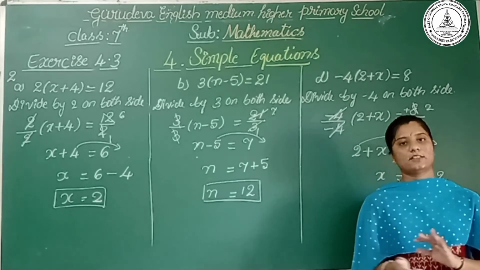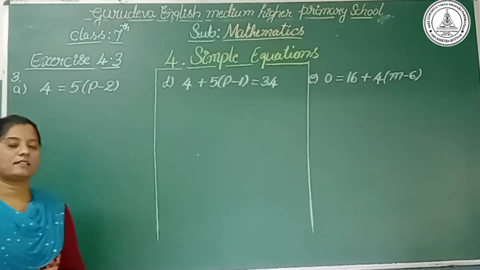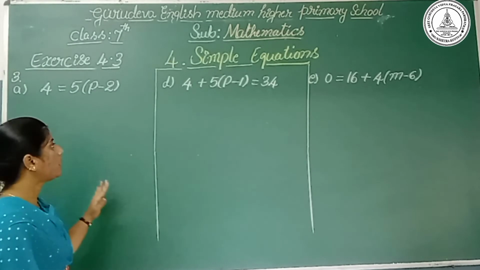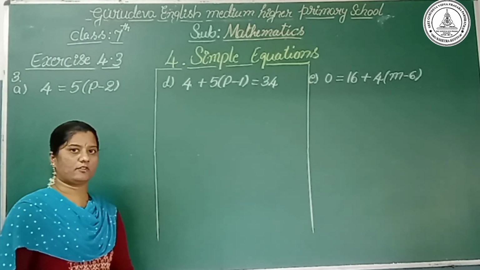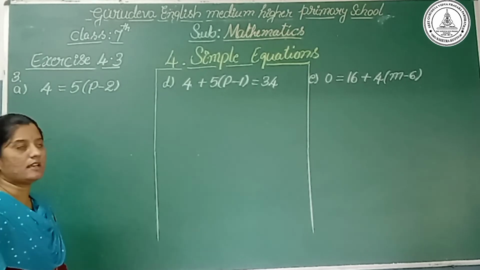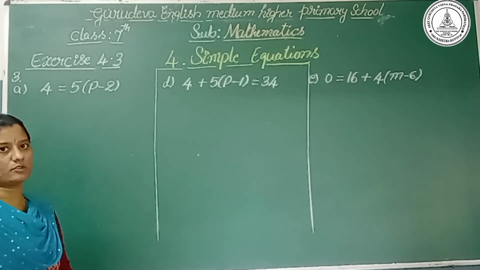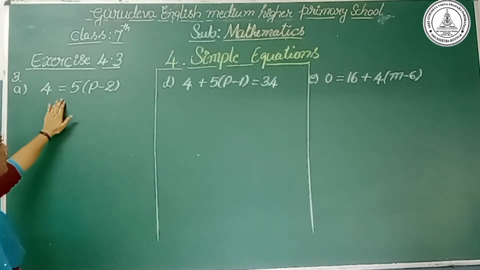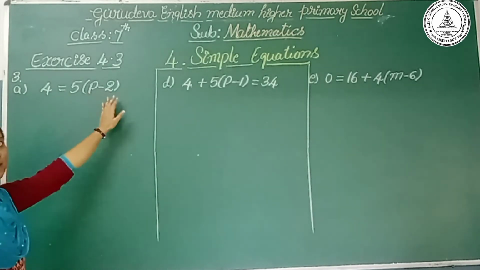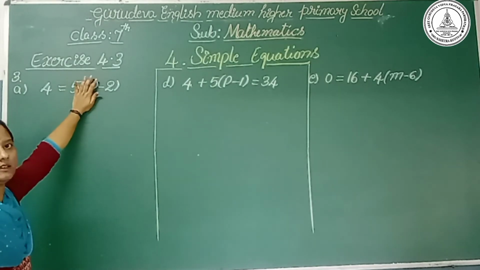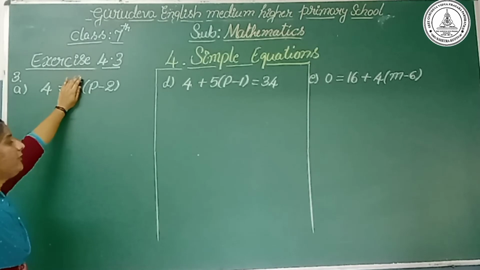Okay. Then let's solve the next question. Then let's solve the third one. In that they are given some problems, we have to solve these equations. Okay. So I have taken here 3 different equations and the rest of the 2 equations we have to solve. Okay. The first equation is 4 is equal to 5 into p minus 2. So here I need the value of p, right? So I want to eliminate the 5 here.